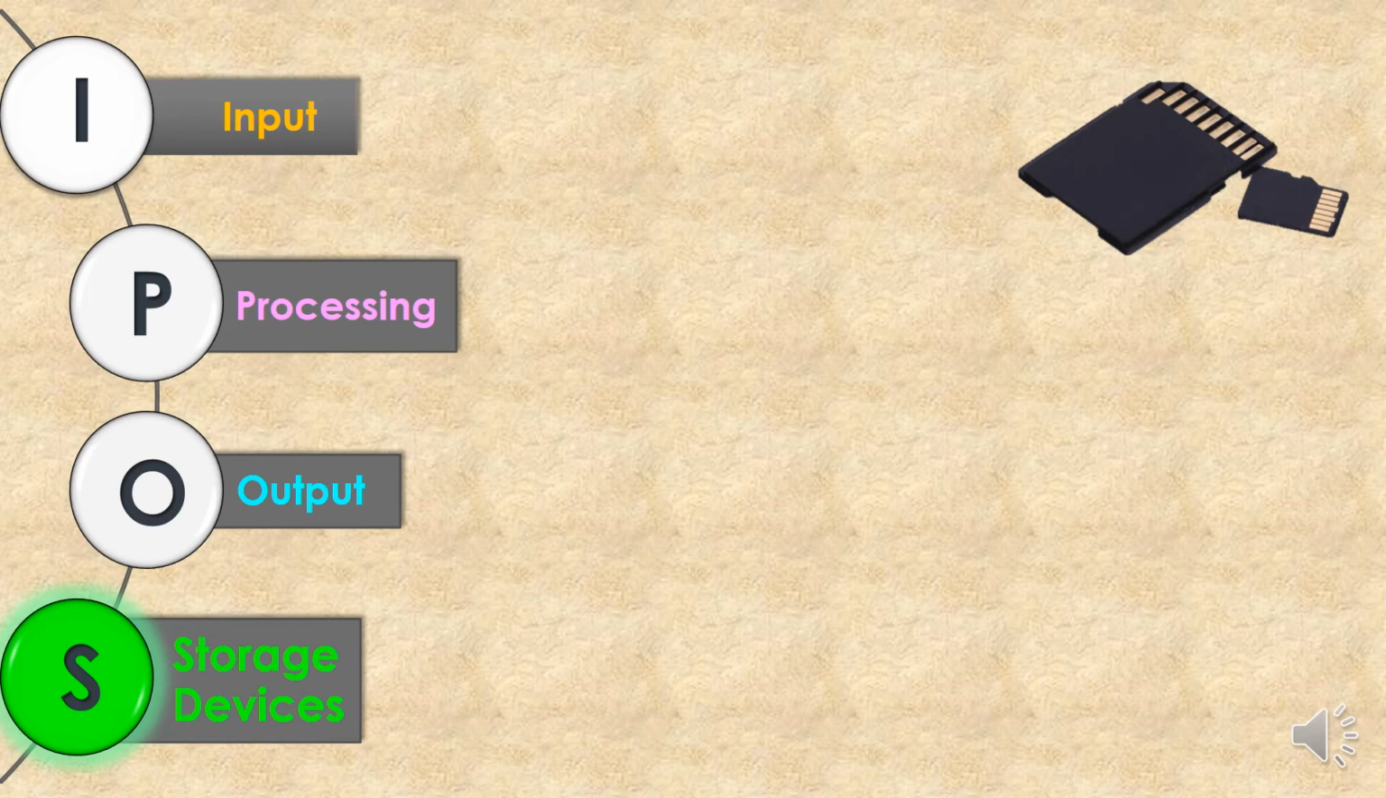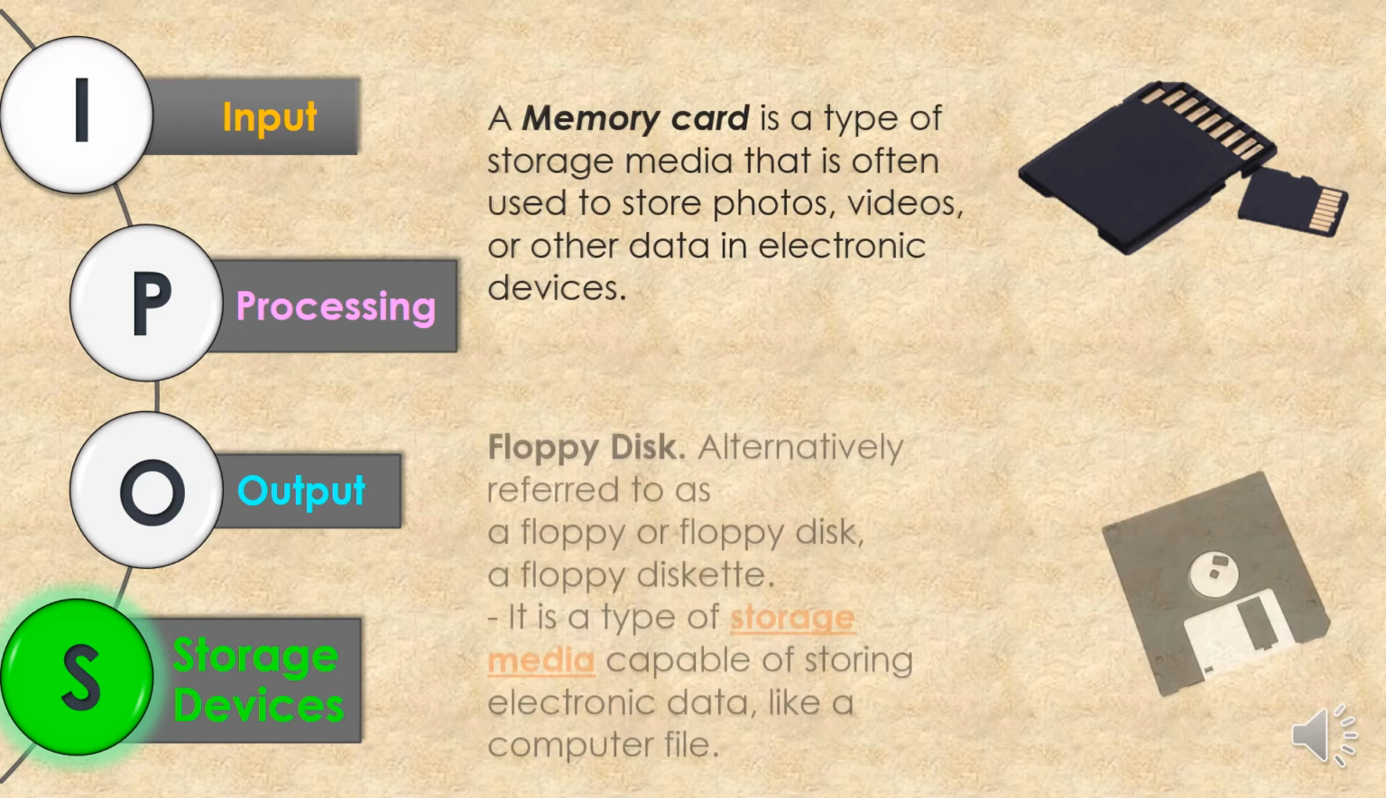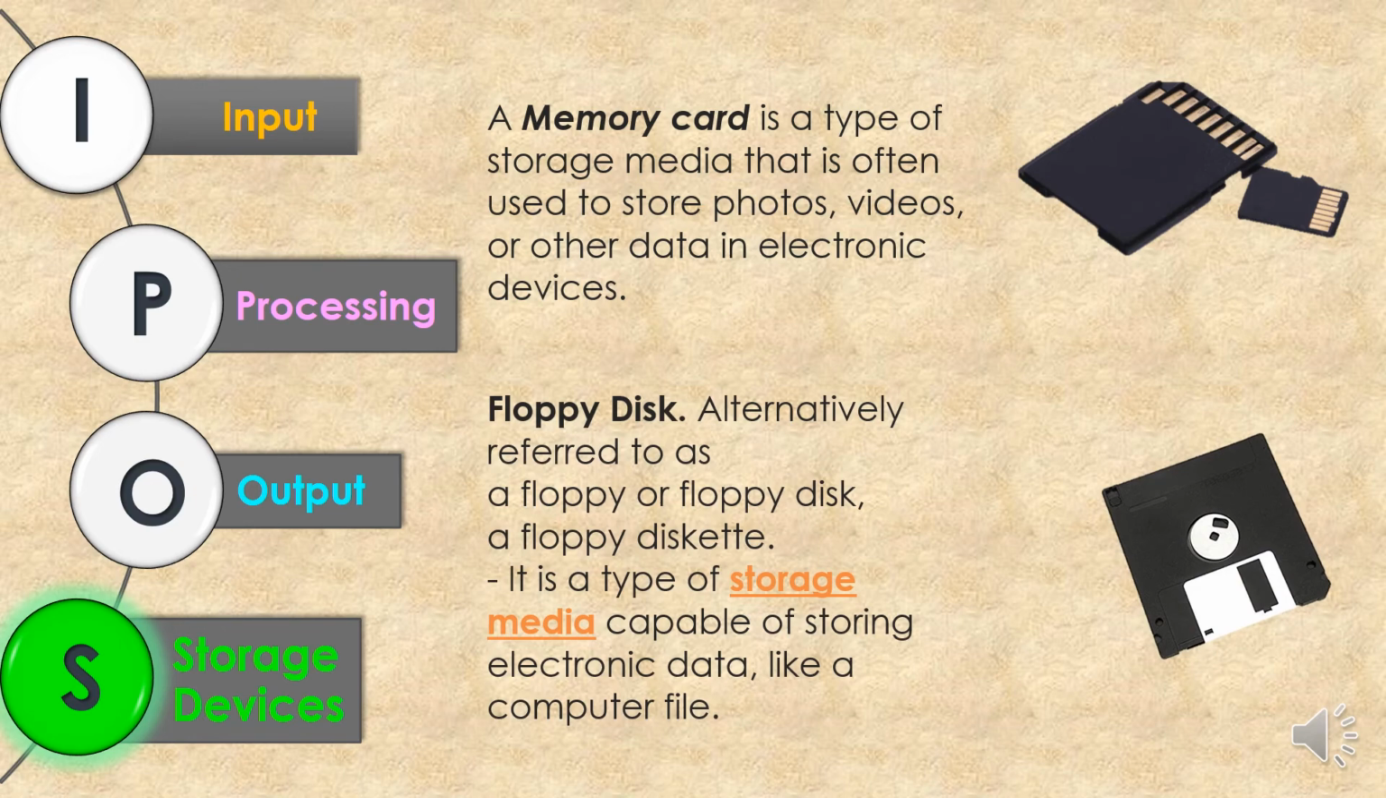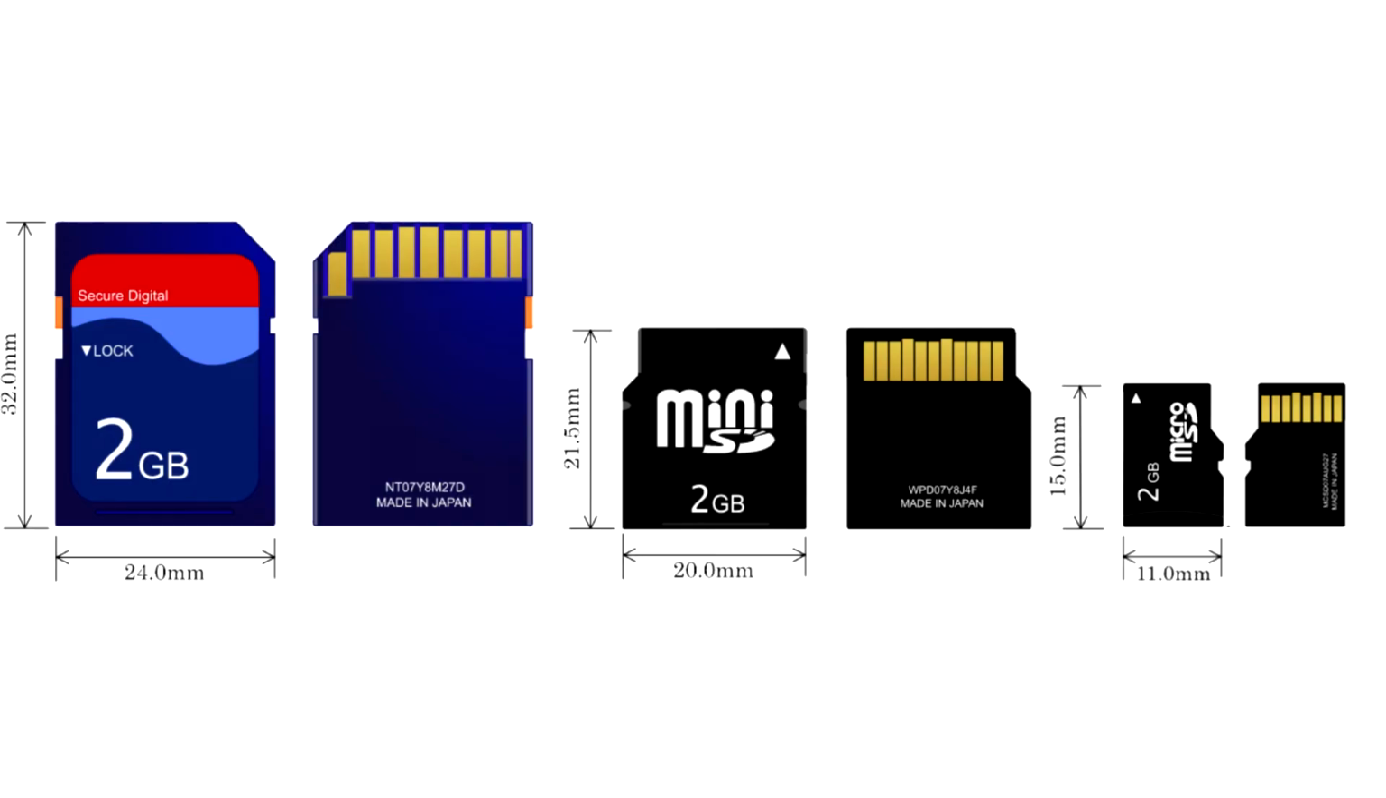Flash memory card or memory card. It is a type of storage media that is often used to store photos, videos, or other data in electronic devices. Devices that commonly use a memory card include digital cameras, digital camcorders, handheld computers, MP3 players, cell phones, game consoles, and printers. Memory cards come in various sizes: the SD card, mini SD, and the micro SD. SD stands for Secure Digital Memory Card.